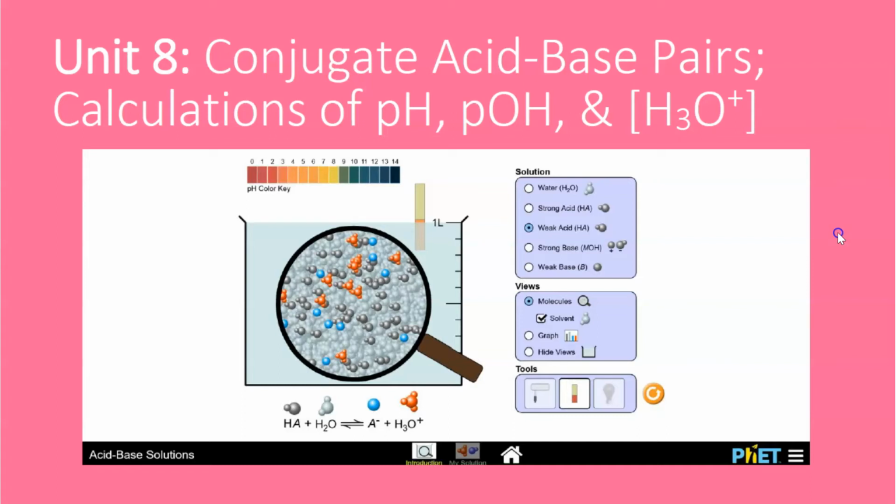Hi everyone. We saw several examples of acid-base reactions in the previous video, and here I want to identify the reactants as either conjugate acids or conjugate bases. Then we will use the concentration of hydronium to solve for what's called a pH value, which basically tells you how acidic or basic a solution is.